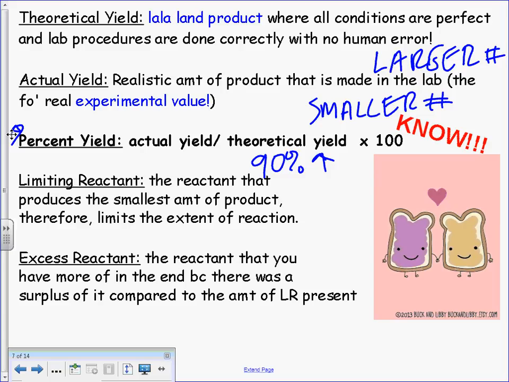Because you don't want to waste it, right? If you use your most expensive as the excess, it's just there and it's contaminated and it's excess, you have to throw it away. So usually you'll use your most expensive one as your limiting so you don't waste anything. And so in my class we did this little peanut butter jelly thing, but I'm not going to do that right now. So it limits the extent of the reaction.